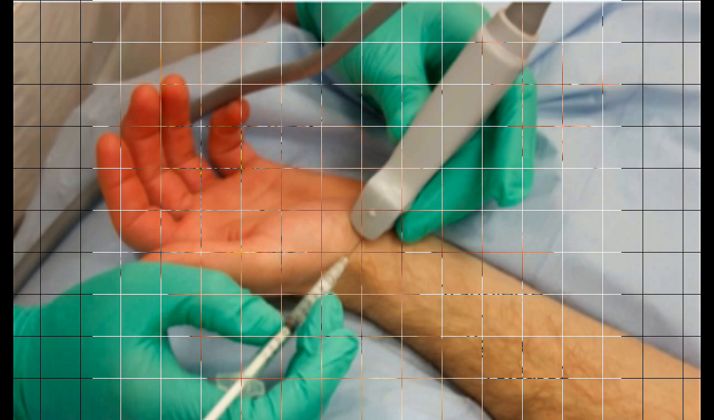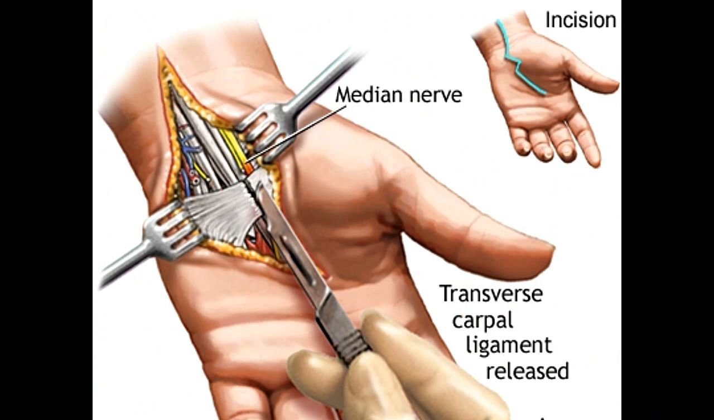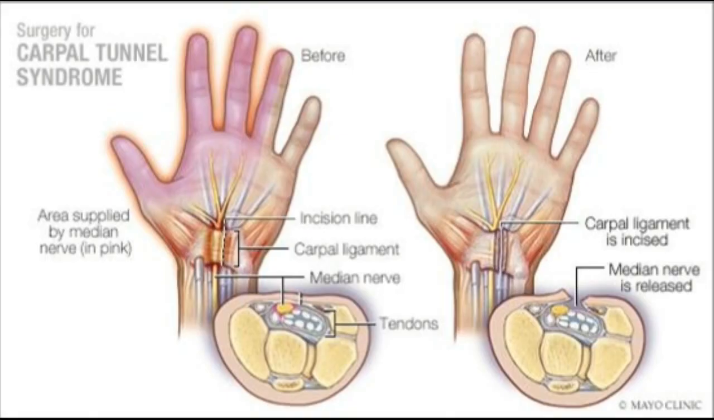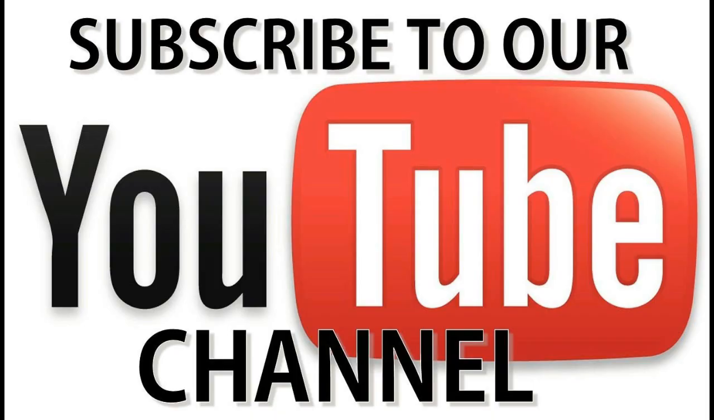Ultimately, if the injection does not help the patient, then they are referred to hand surgeons or orthopedic surgeons, who then cut the ligament which makes the tunnel, which is actually producing the pressure on the nerve. So they divide that membrane or that ligament, which relieves the pressure from the nerve, as shown in these pictures.